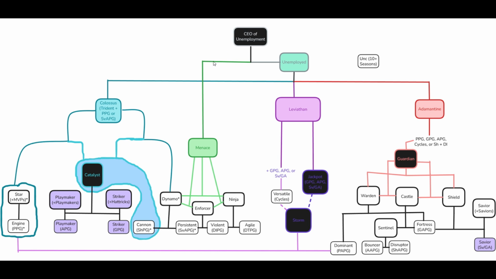So yeah, and then you have Unk, which is 10 plus seasons played. I just added that for no reason. It doesn't combine with anything to give you any higher level trait. It just shows that you're old.